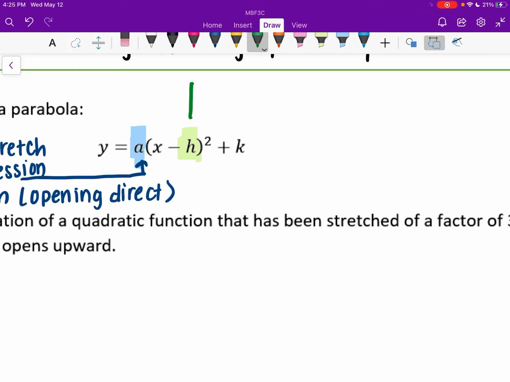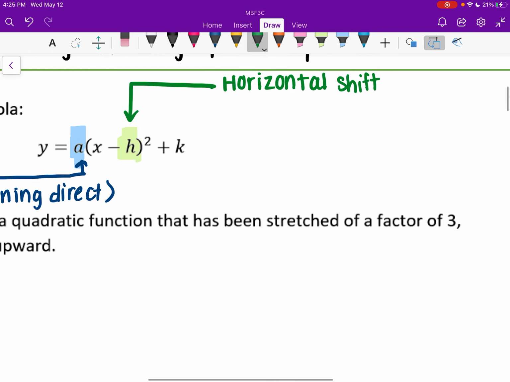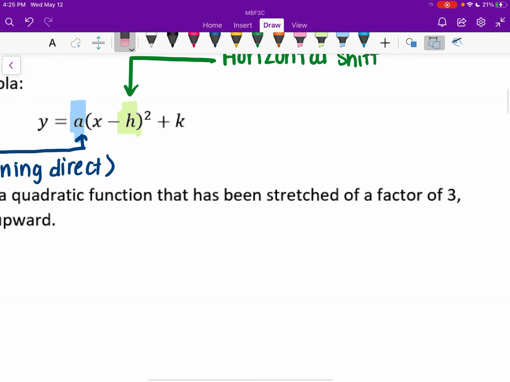Let's move on and talk about h. h is going to be the horizontal shift, and it's horizontal because it's inside the bracket right beside the x. So it's how it moves across the x-axis. h is also the x of the vertex. We'll talk about that later.